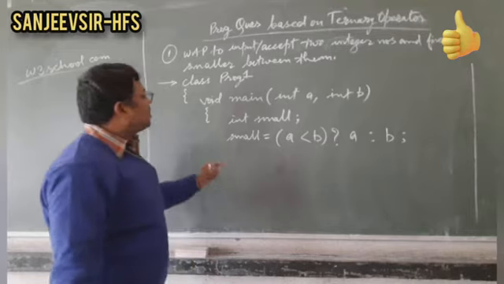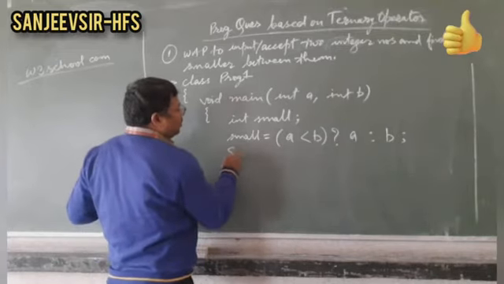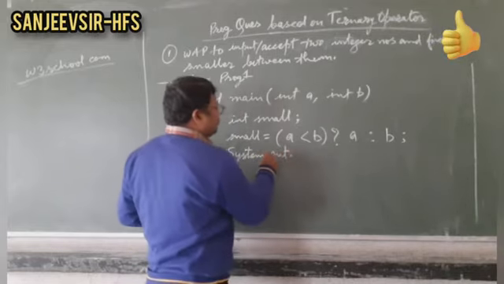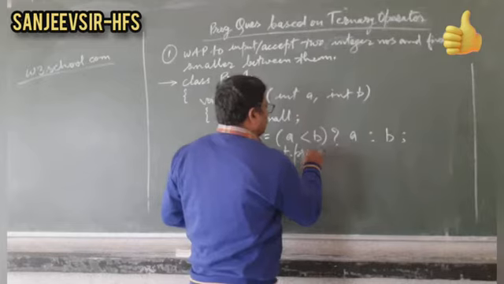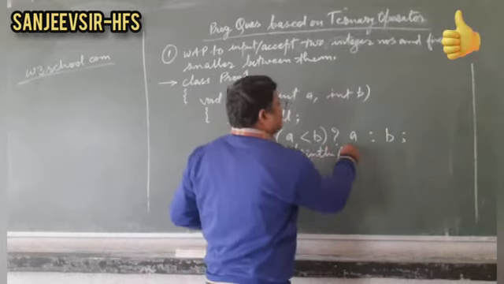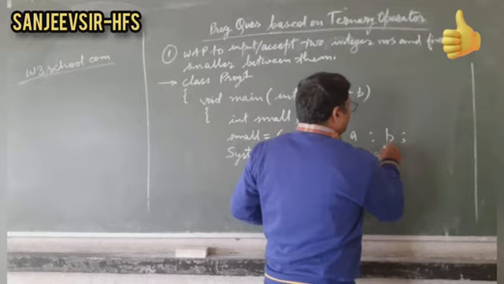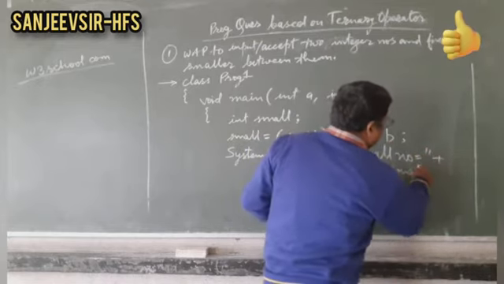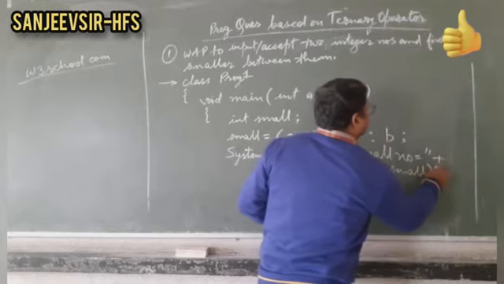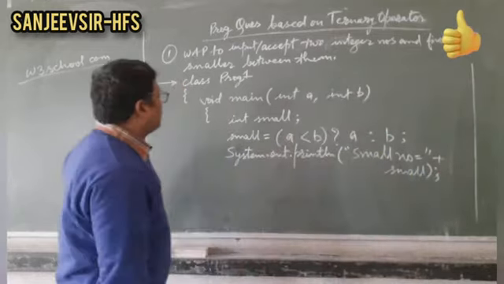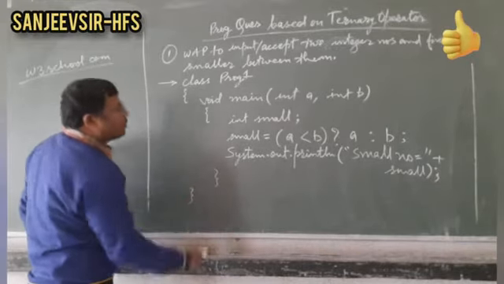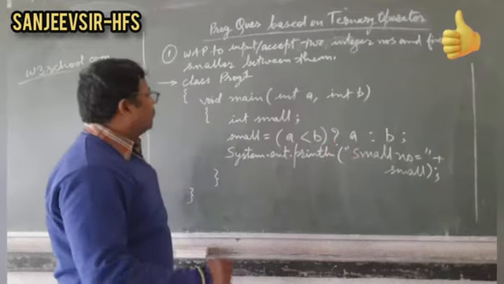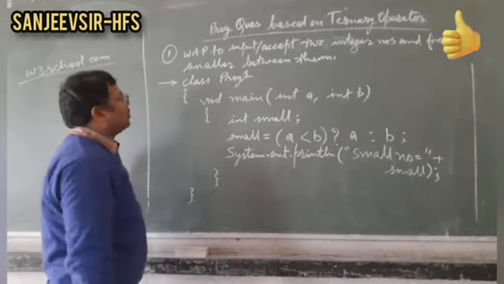Now which one is smaller, we will get in small, so we will write System.out.print, the small number is equal to plus small. Okay, in such a way we can find out the smaller between two numbers a and b. Now this is one example question.